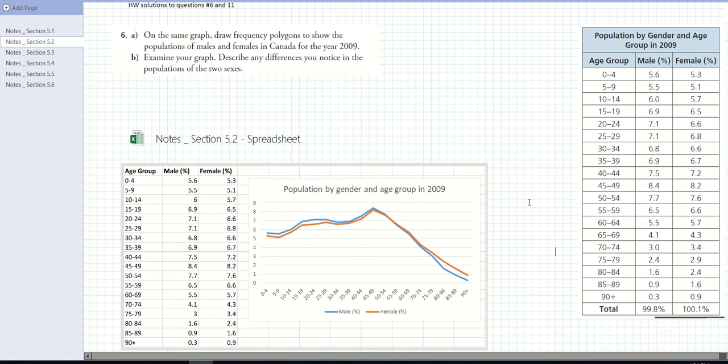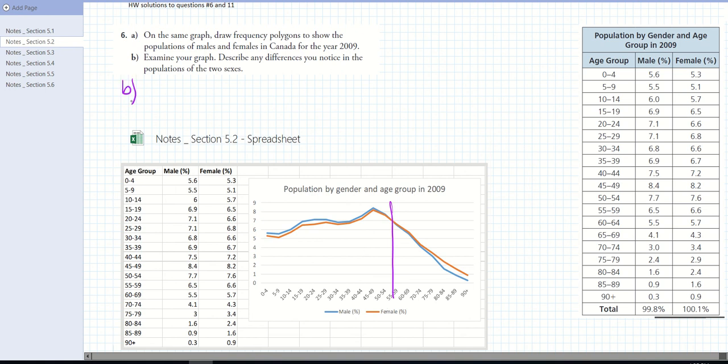So then you can answer the question that says, examine your graph. Describe any differences you notice in the population of the two sexes. So this is part B. For part B, we see that, for example, around here at the 55 point, it looks like the number of females is greater than the number of males. And before that, the number of males is greater compared to the number of females. So that'll be the difference that you can see here.